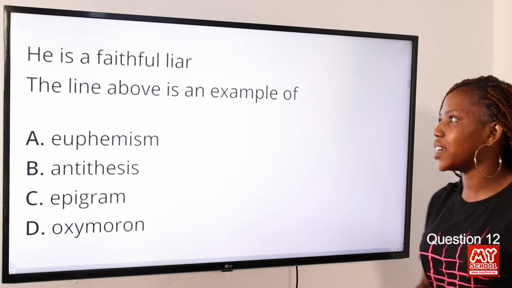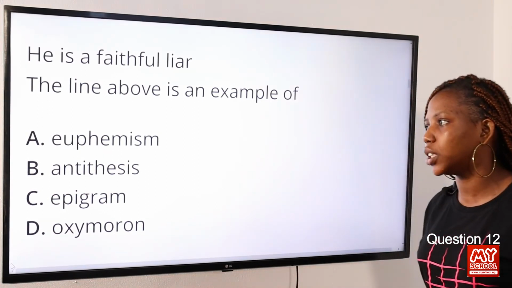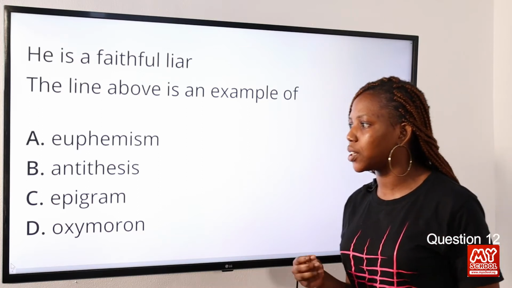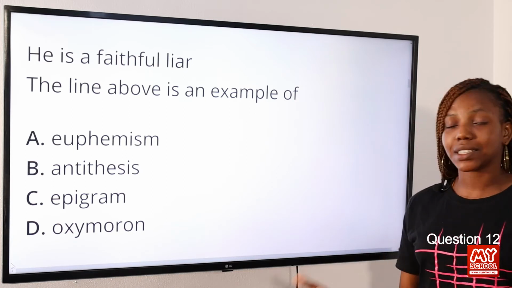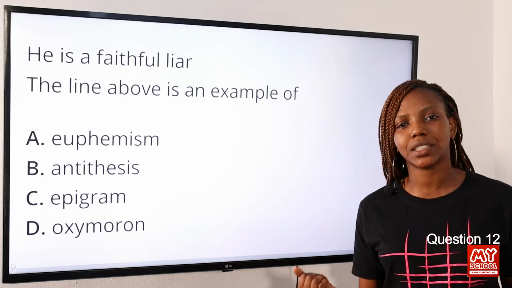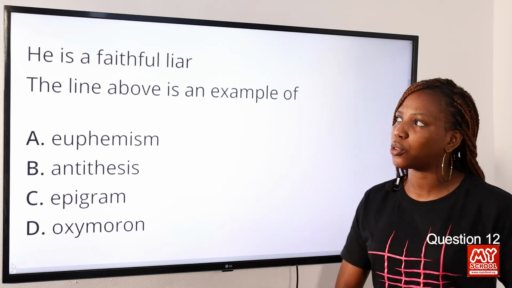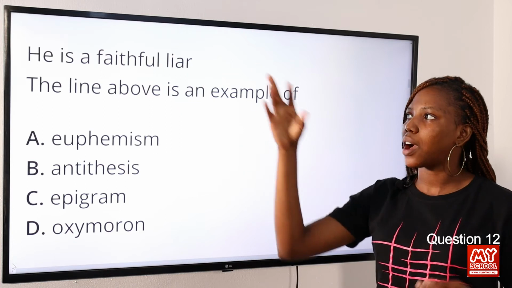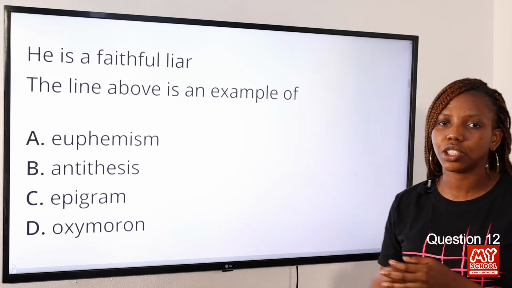Question 12. He is a faithful liar. The line above is an example of option A, euphemism, option B, antithesis, option C, epigram, option D, oxymoron. The answer to this question is oxymoron. Do not forget that oxymoron is placing side by side two contradictory words or two opposite words. So faithful and liar are opposite words. So a faithful liar is an example of option D, oxymoron.